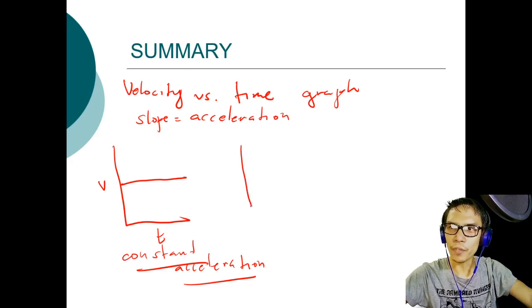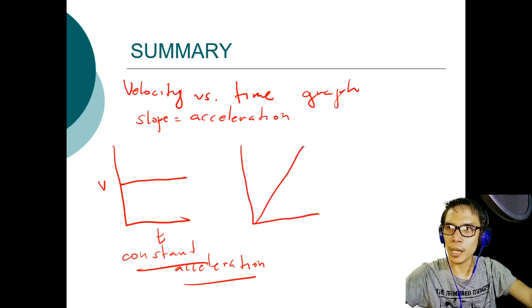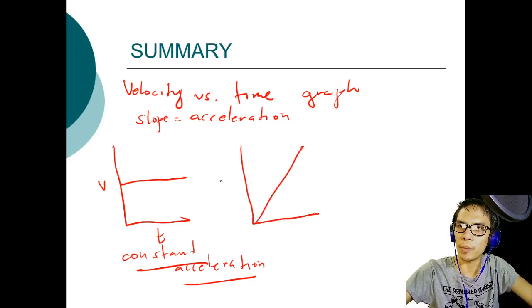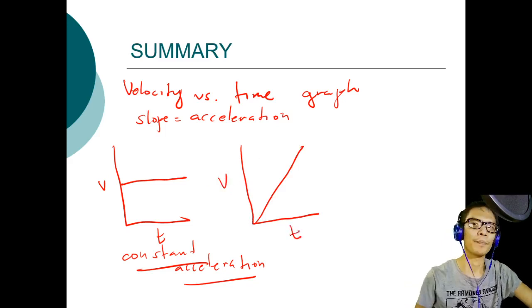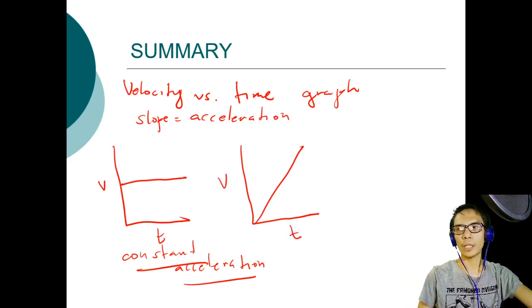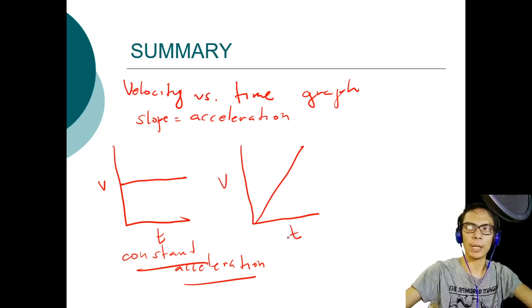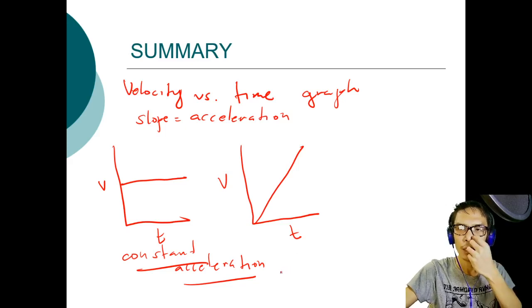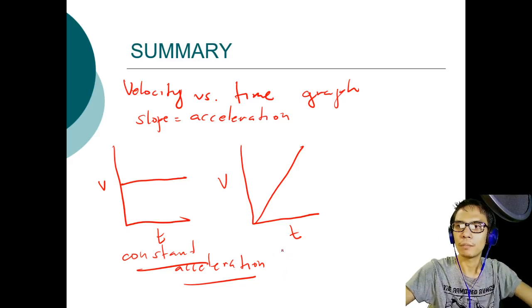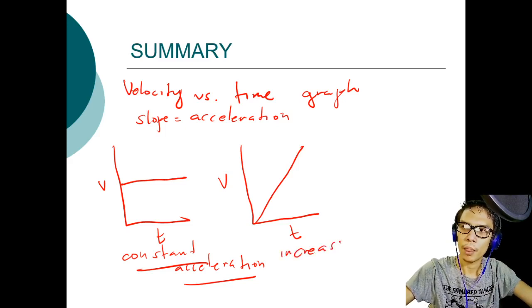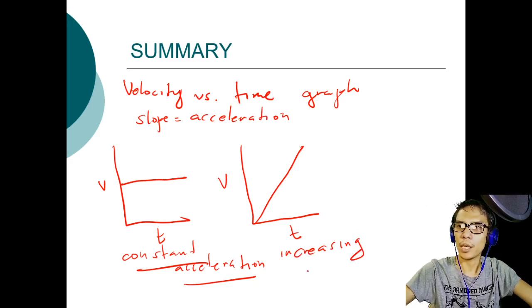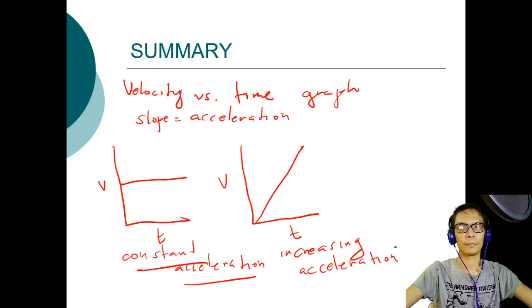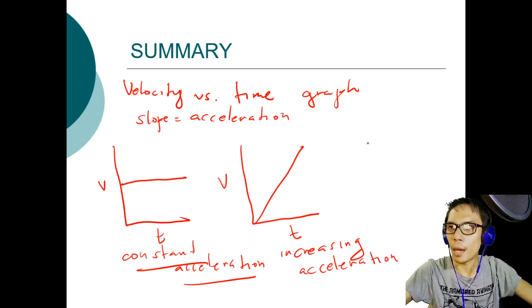Next one. How about if the graph is giving us this kind of data? We have time. What if this graph gives this kind of data? It tells us that this is increasing, an increasing acceleration. So, increasing acceleration.